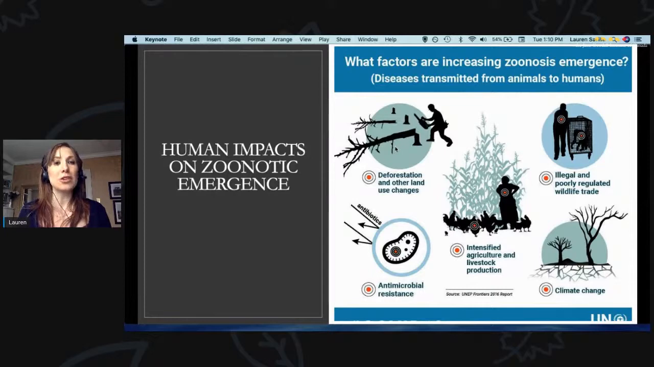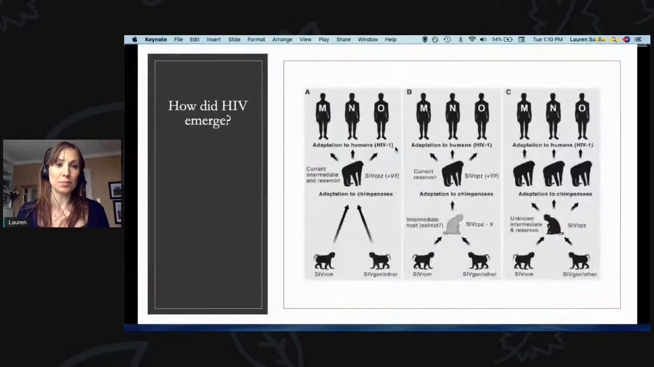So we really need to be aware that climate change is also a factor in the emergence of these diseases as well. One of the biggest zoonotic diseases that has made history in our lifetime is HIV. HIV didn't reach pandemic proportions until about the 1980s, but before then, it was spreading at very low levels in humans in Africa.